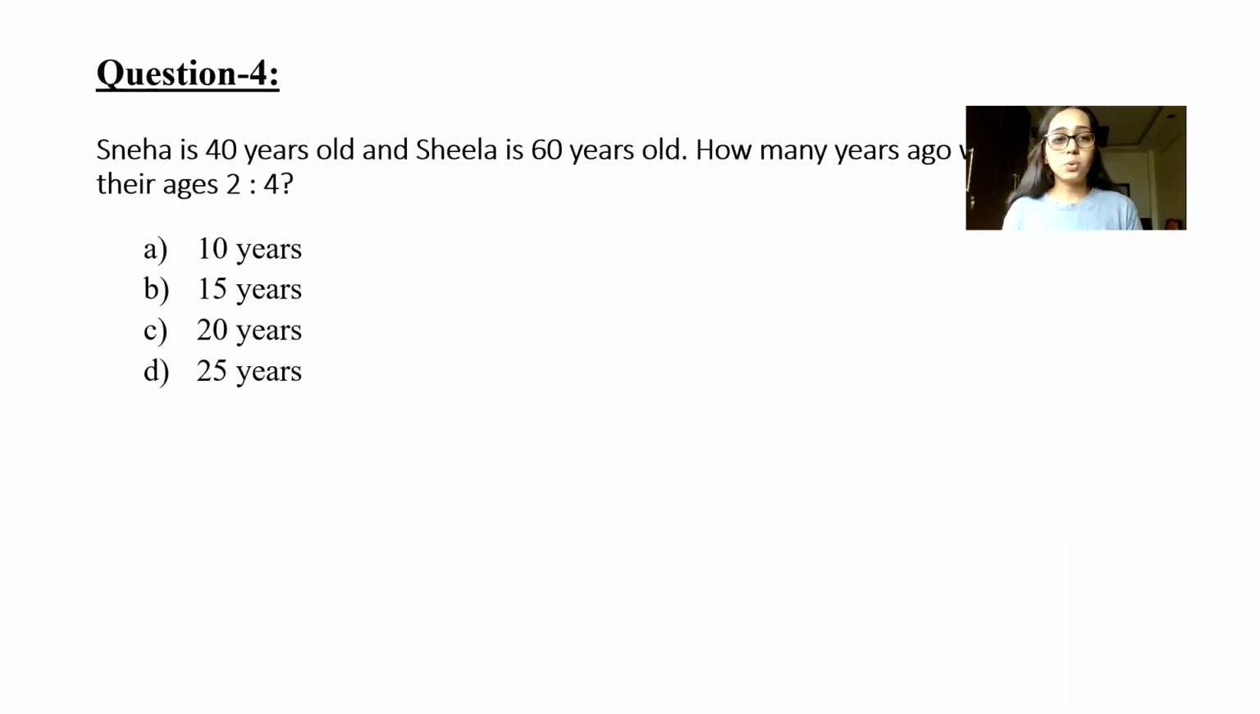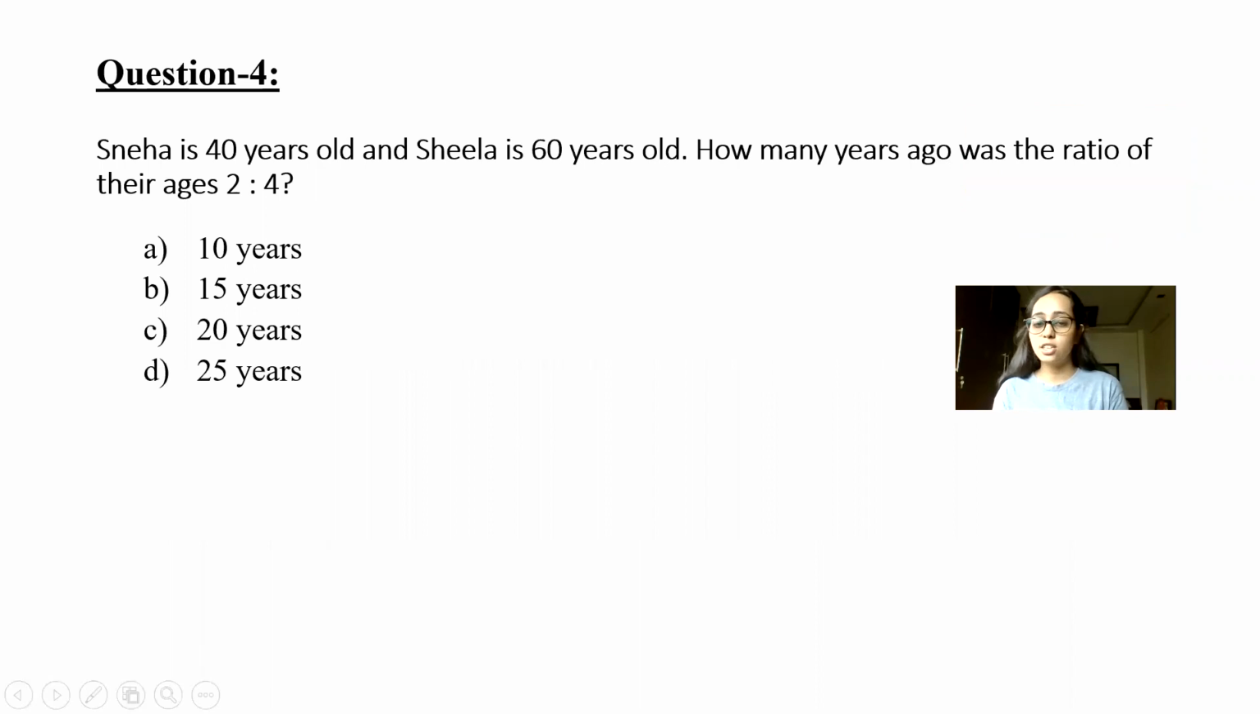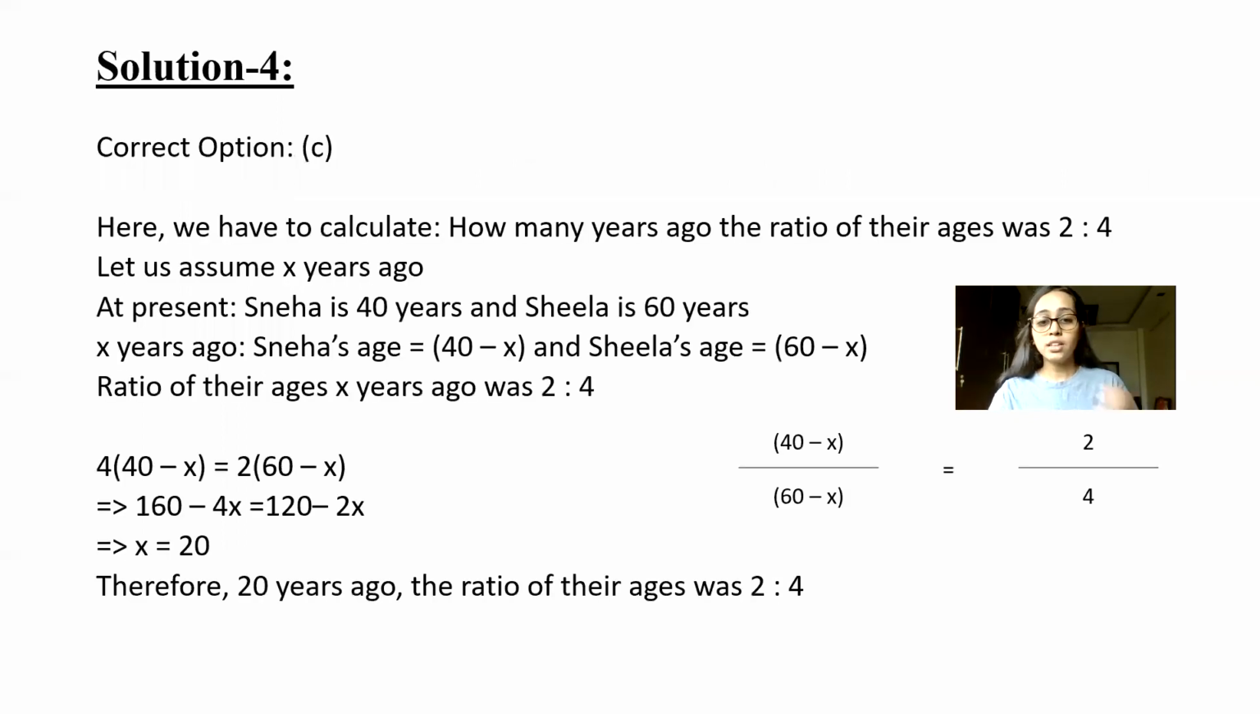We'll go to the next question. Sneha is 40 years old and Sheila is 60 years old. How many years ago was the ratio of their ages 2:4? Now here we are not given the ratio, we are given the ages, and we are asked to check how many years ago this ratio existed. So we have to go into the past and check when 2:4 was, right? It might be 10 years or it might be 20 years.